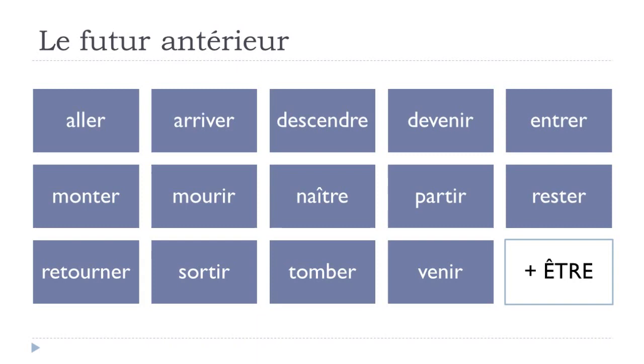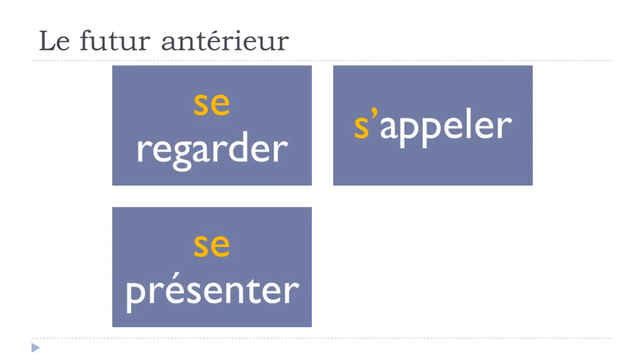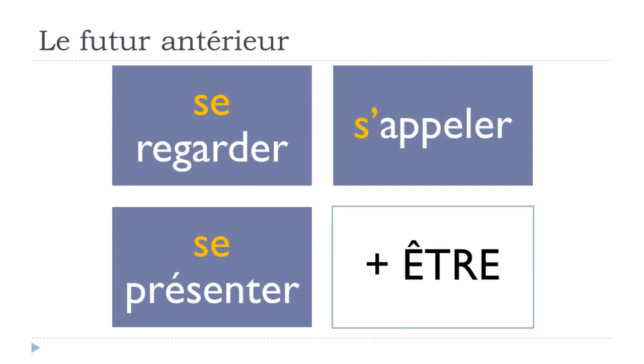Okay? And then when we talk about être, of course, as usual in French, for these composed tenses, all the reflexive verbs like se something, okay? So, se regarder, for instance, or then s'appeler, or then se présenter. So, they will all the time require être, okay? And we will see in that video that, of course, the way to conjugate them will be a little bit different, okay?